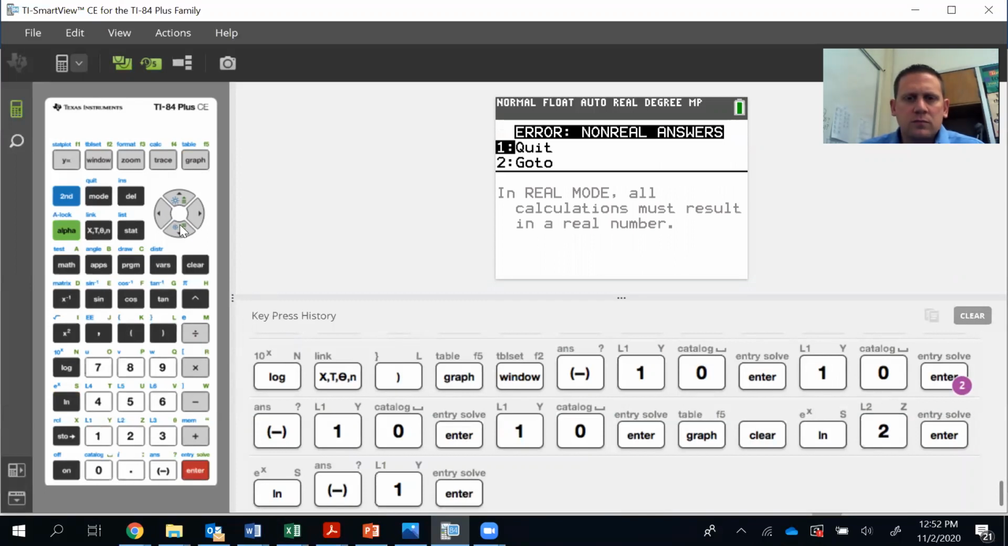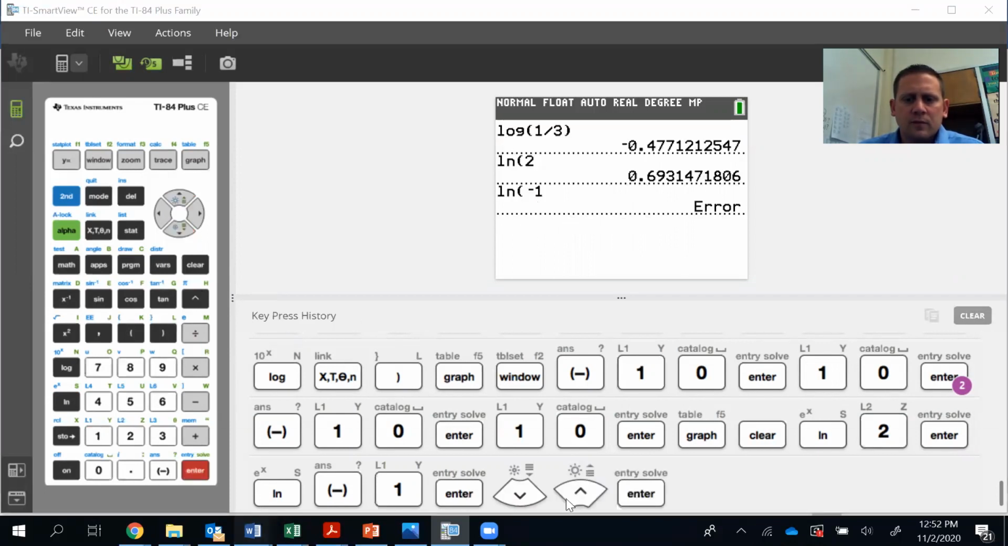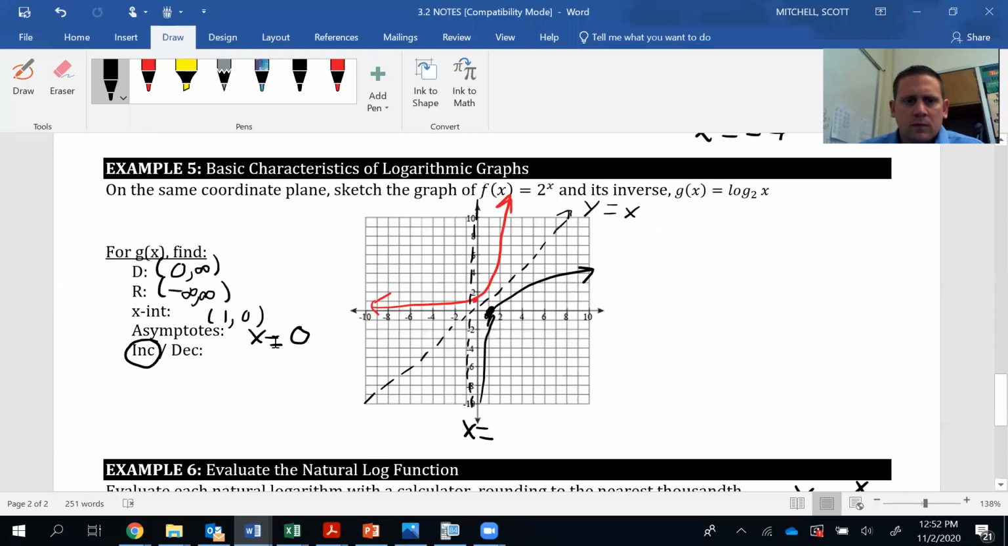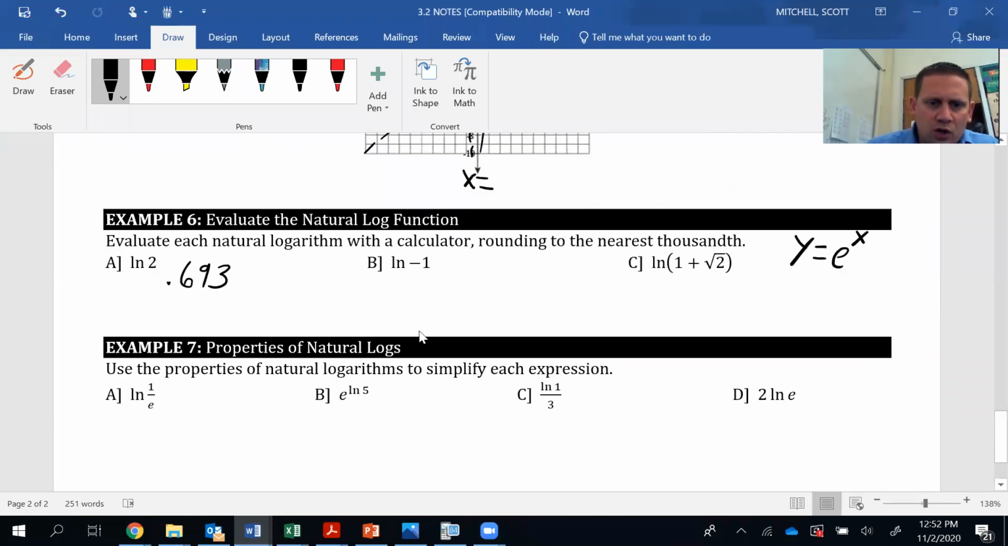And nope, can't do it. Go back to your domain. I can't plug in negative numbers. I don't cross the line y equals x. I can't do that. So this is another domain restriction.